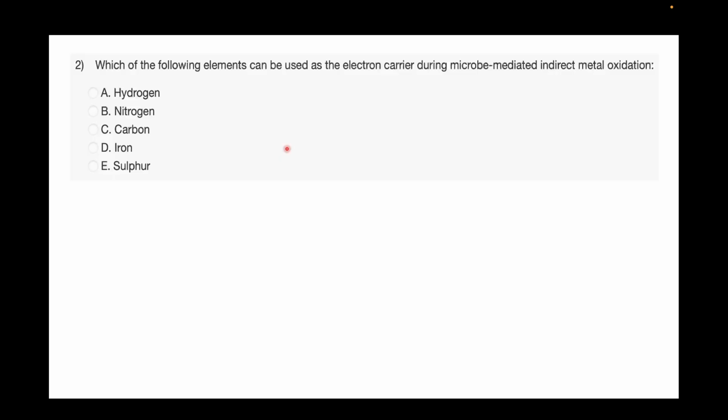Which metal is the electron carrier for microbe mediated indirect metal oxidation? Correct answer is option D, iron. So just as we saw in the last example for biohydrometallurgy and bioleaching, iron can easily serve as an electron carrier, shuttling between Fe3+ and Fe2+ states, thus making it a suitable element for electron carrier during indirect metal oxidation. Ankita has answered the correct one. Option D is the correct answer.